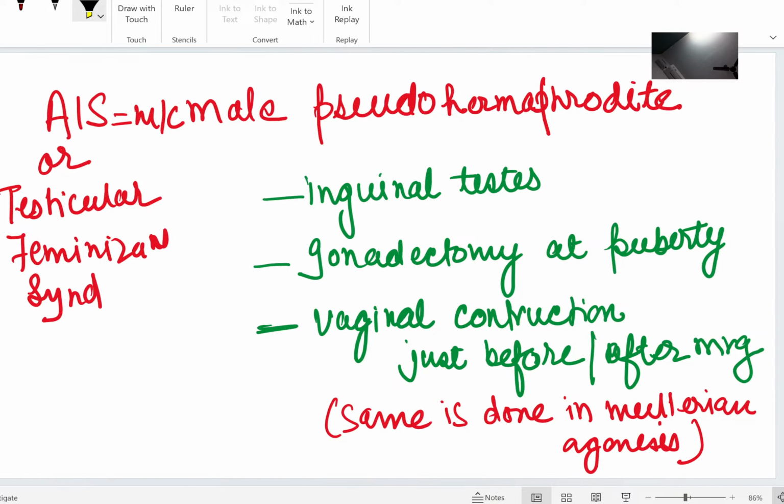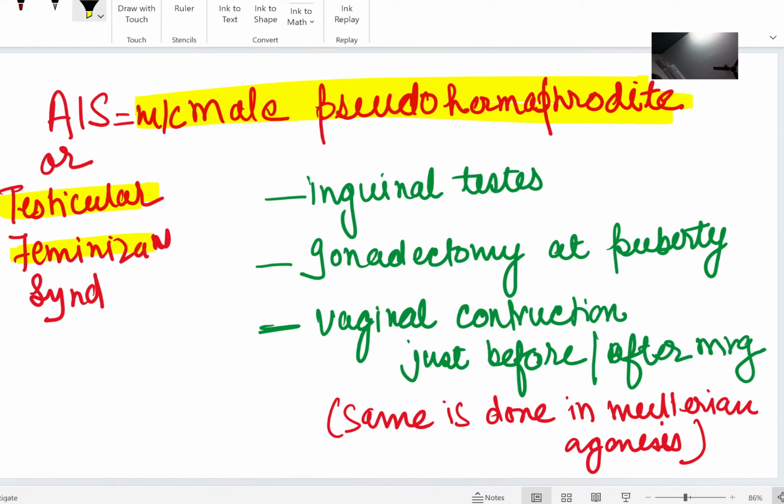Okay. Now you tell me, this androgen insensitivity is the most common cause of male pseudohermaphrodite. What is the another name of androgen insensitivity syndrome? The another name is testicular feminizing syndrome. Okay, another name is testicular feminizing syndrome. Is it okay?